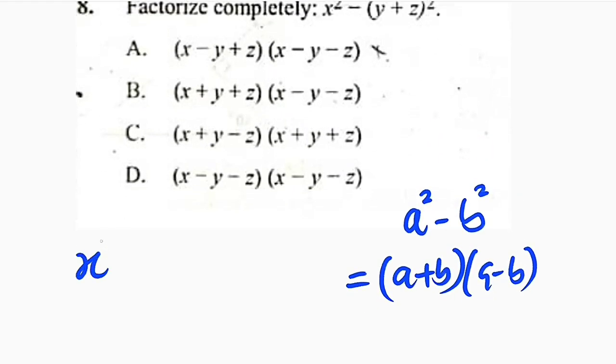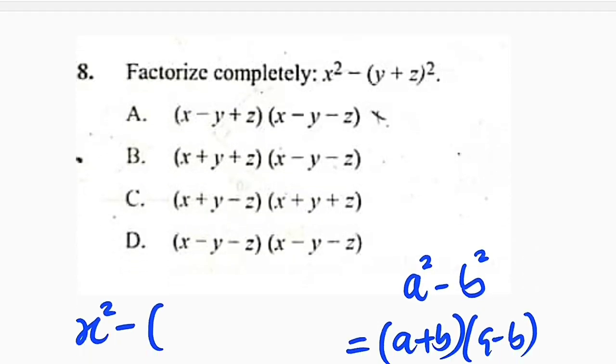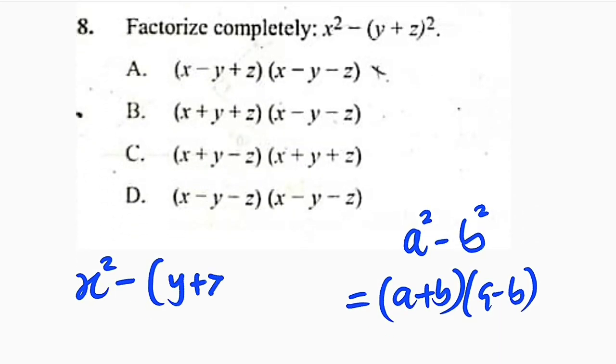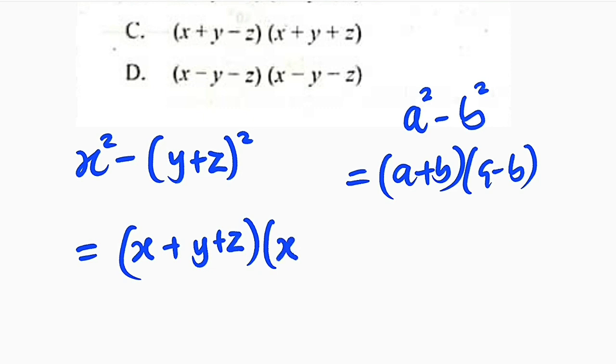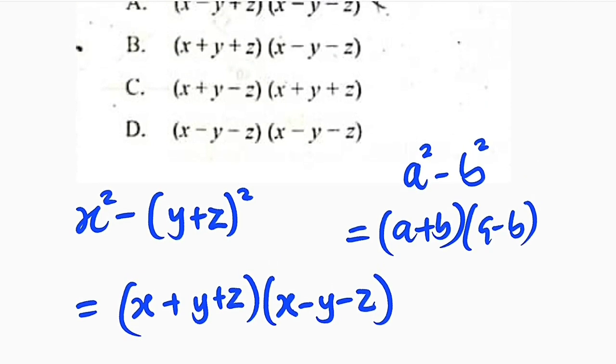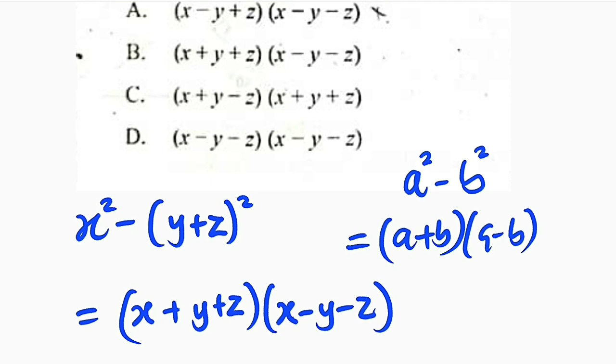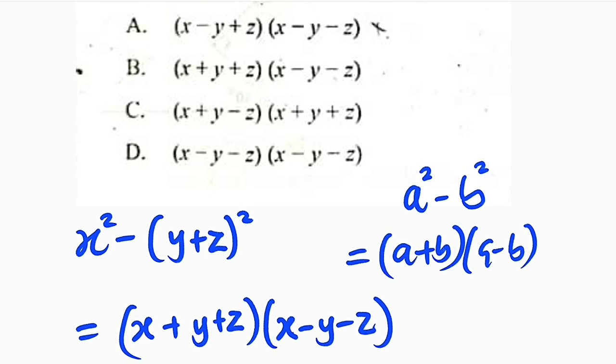We have x squared minus (y plus z) whole squared. By applying the same principle, we take x, we add it to y plus z, right? We multiply, we take x again, we subtract. And if you're subtracting, the negative sign will affect both terms. So we have minus y minus z. And there's nothing we can do to this expression again. So what is the right option? (x plus y plus z) times (x minus y minus z), which is option B right here.